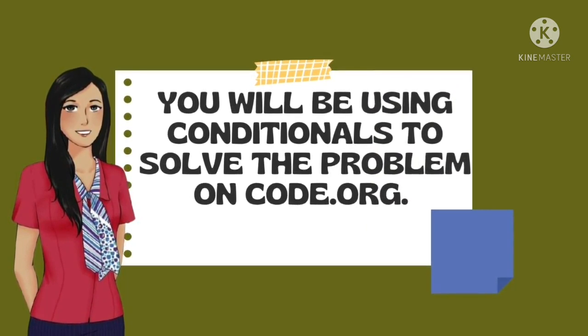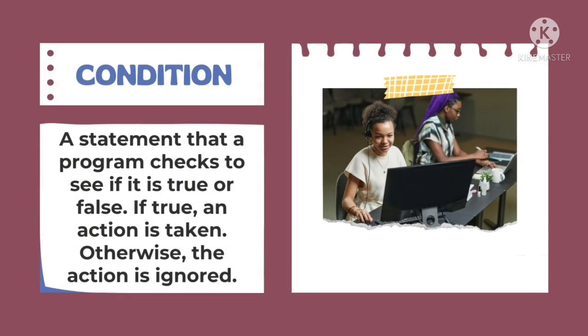But do you know the meaning of condition, conditionals, and while loop? We are going to look at the meaning of these terms. So what is condition in computer science? A condition is a statement that a program checks to see if it is true or false. If true, an action is taken. Otherwise, the action is ignored.